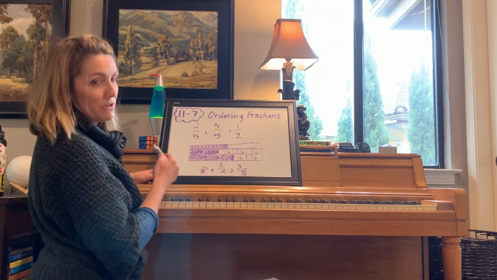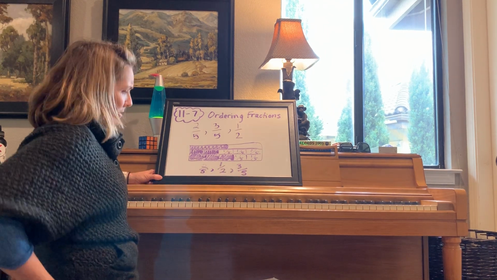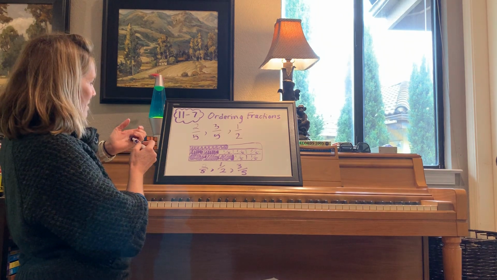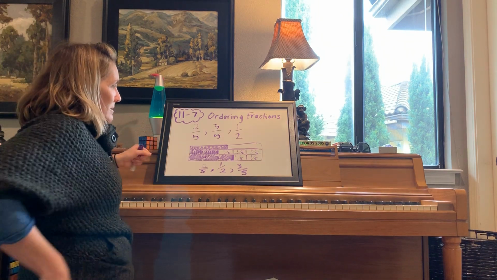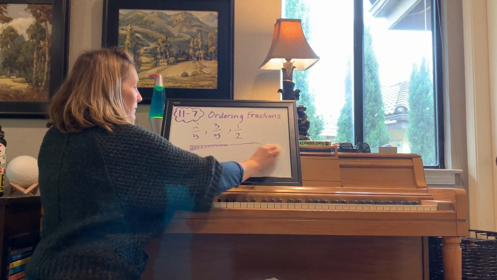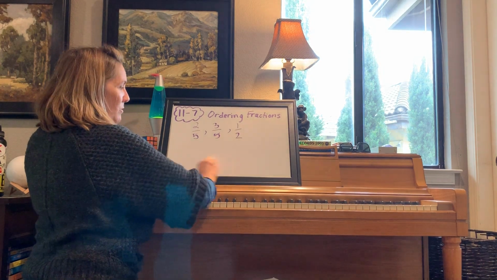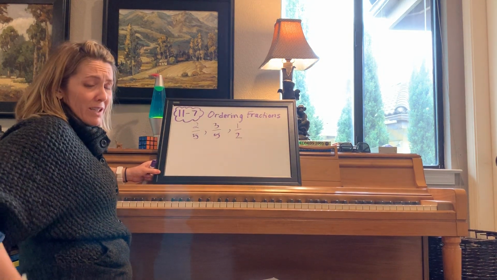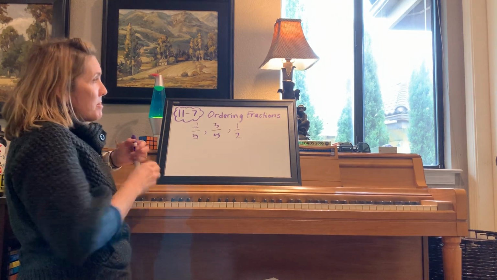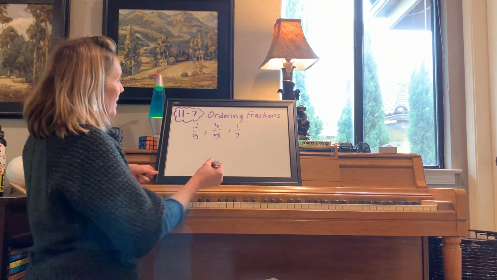Now I want to show you a traditional algorithm. So that's the model, which does take a little bit more time, and you have to have fraction strips really for it to be even. And you'll probably find some examples in your book on that.